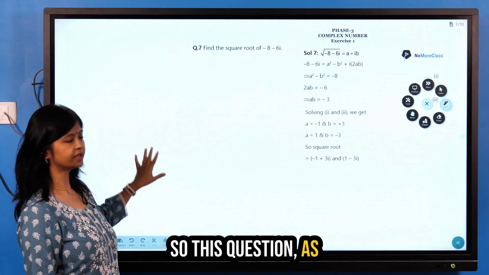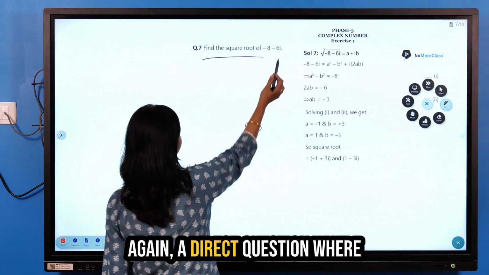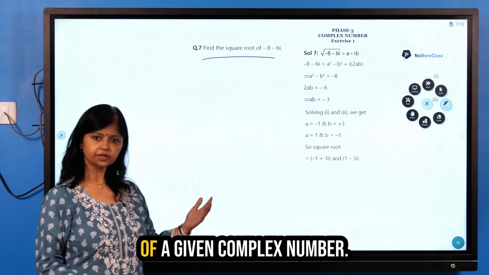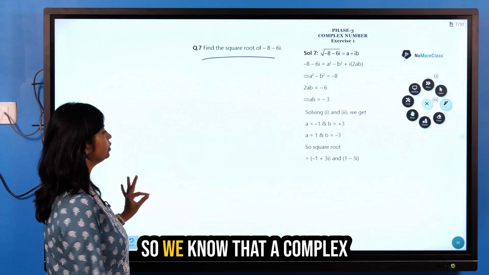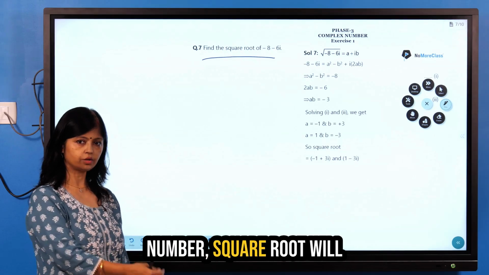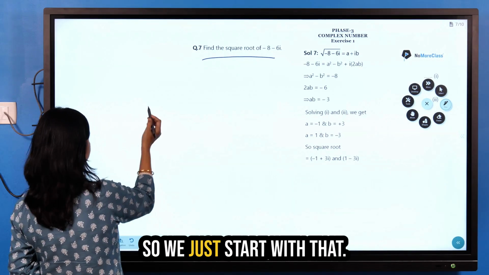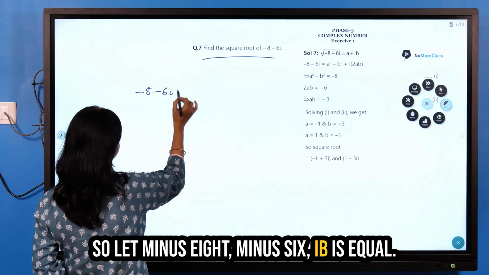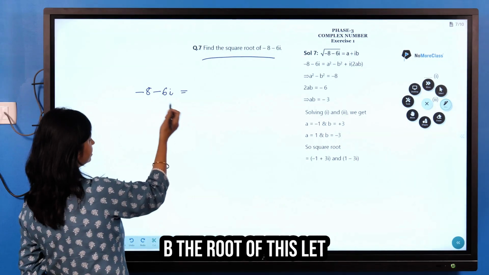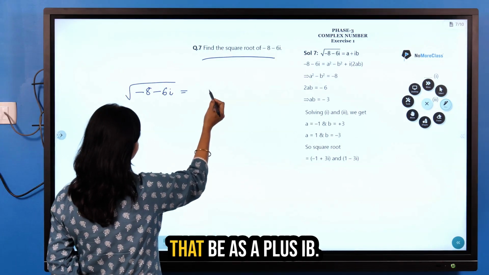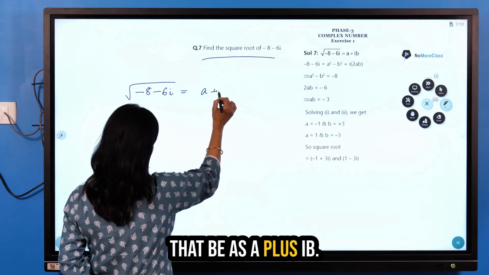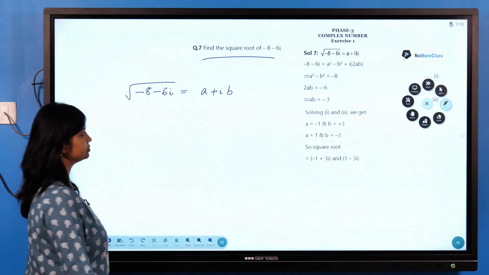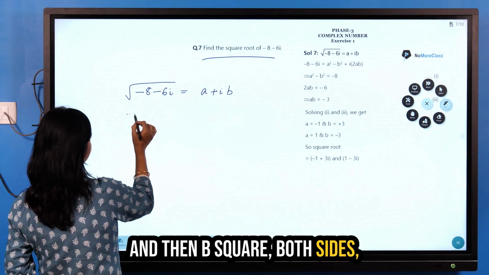This question is a direct question where we have to find the square root of a given complex number. We know that the square root of a complex number will also be a complex number. So let the root of -8 minus 6i be a plus ib, and then we square both sides.